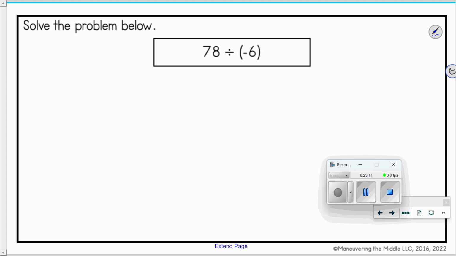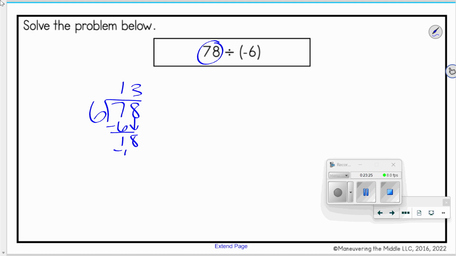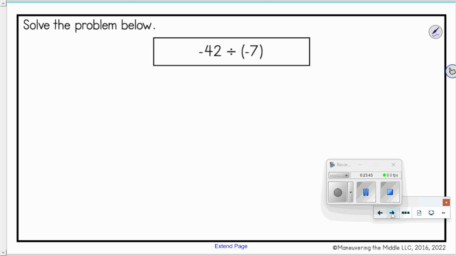Okay? So 78 divided by 6. Remember, he's the guy that goes in the house, he's the first guy, he's the winner. The loser gets left on the outside. So that gives us 1, subtract 6, gives me 18, 3, subtract 18, I get 0. Then I compare my signs, I have a negative and a positive, so that means they hate each other. Not fighting, fighting is our add subtract. This is straight out hate. Okay? It will always be negative if they're different.